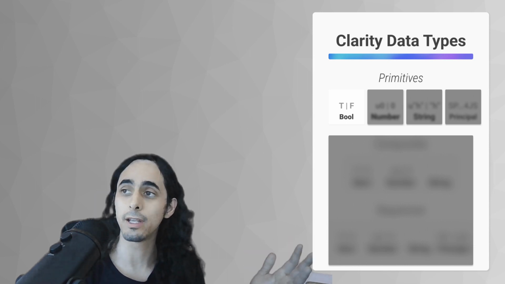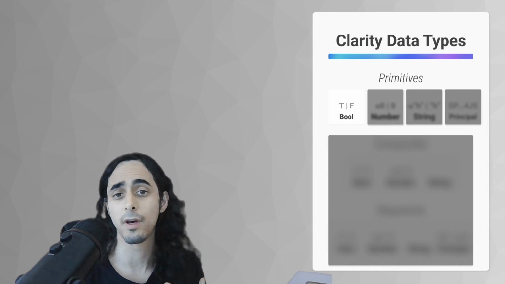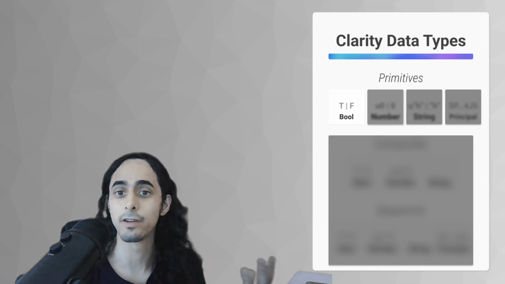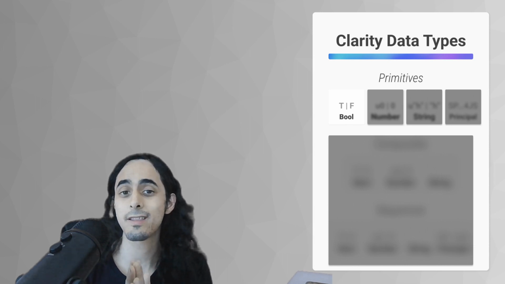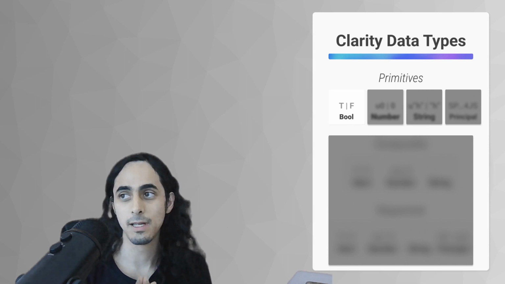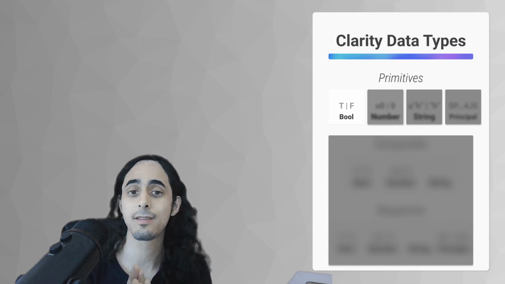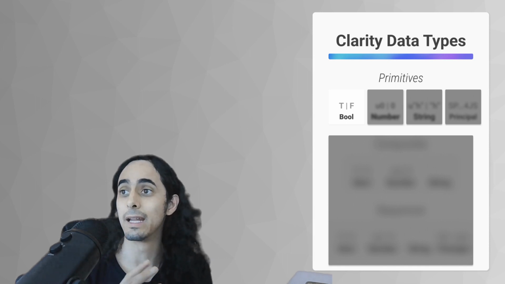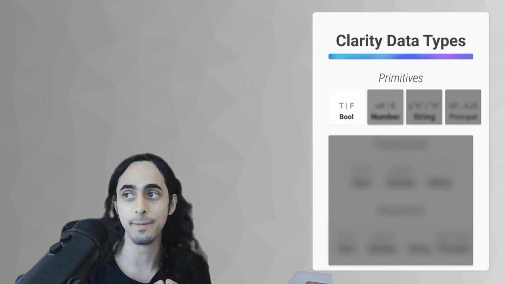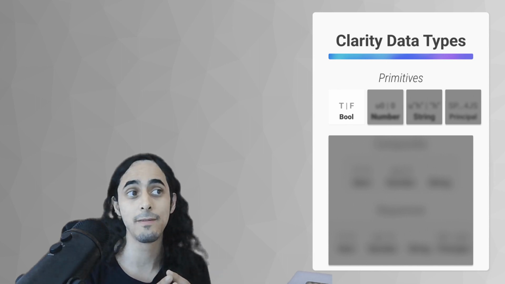And when I say the majority, if you've already programmed, you're probably coming from Python or JavaScript or one of these very common languages. In Clarity, there exists a data type called a principal. And a principal, for all intents and purposes, is just the data type that defines a wallet in the Clarity world, right?